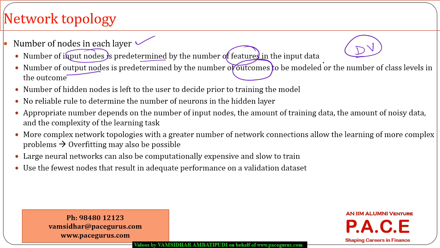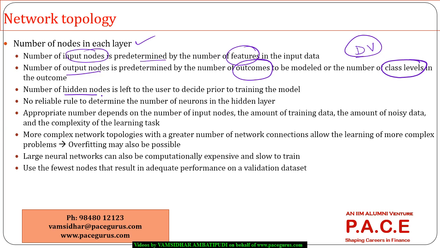And if it is for a numerical purpose, yes, I have only one dependent variable. Whereas if I am talking about the classification purpose, probably I have many different classes of the dependent variable. So that's how I have to give it as output nodes. So the number of class levels that are there in the outcome will become my output nodes.